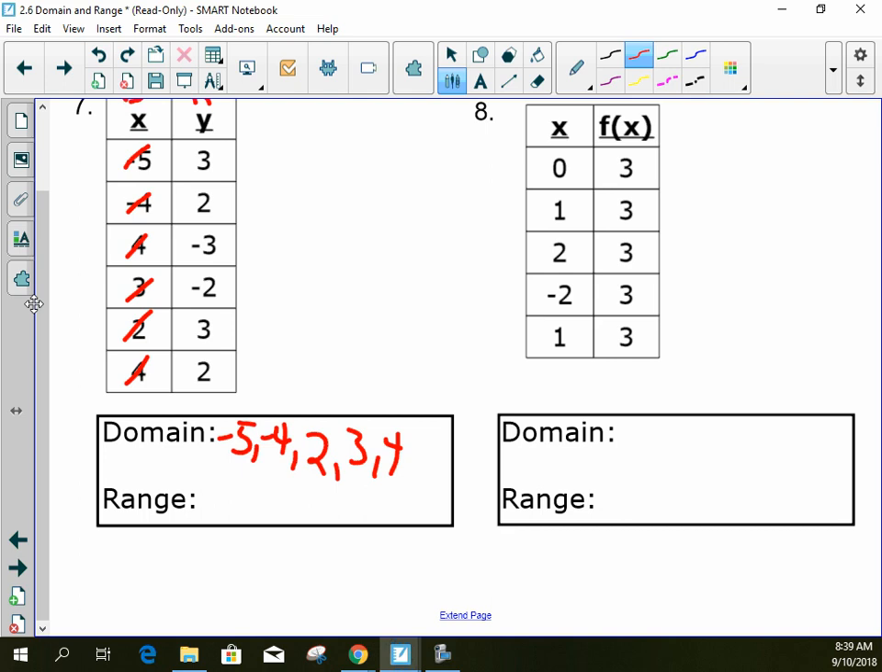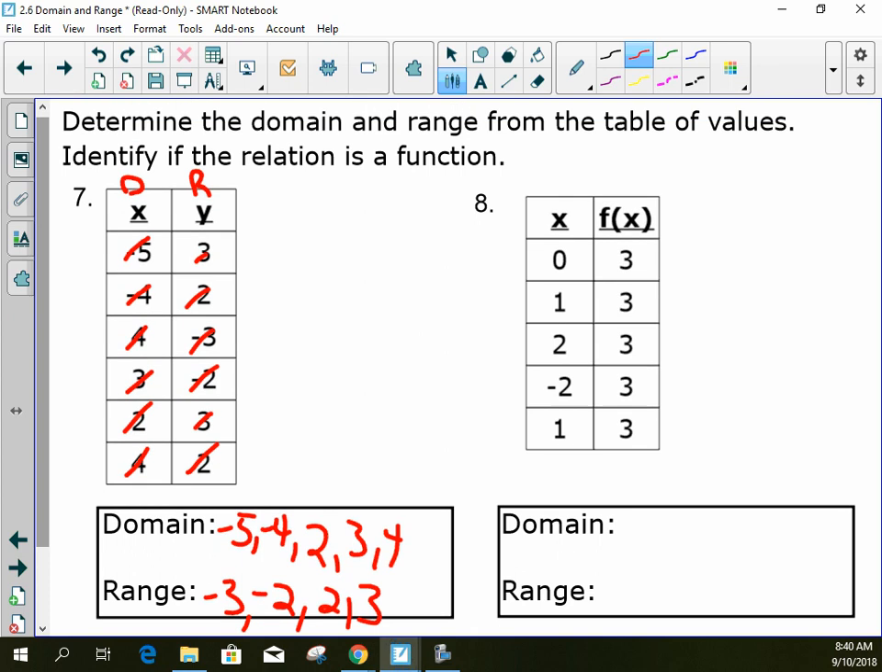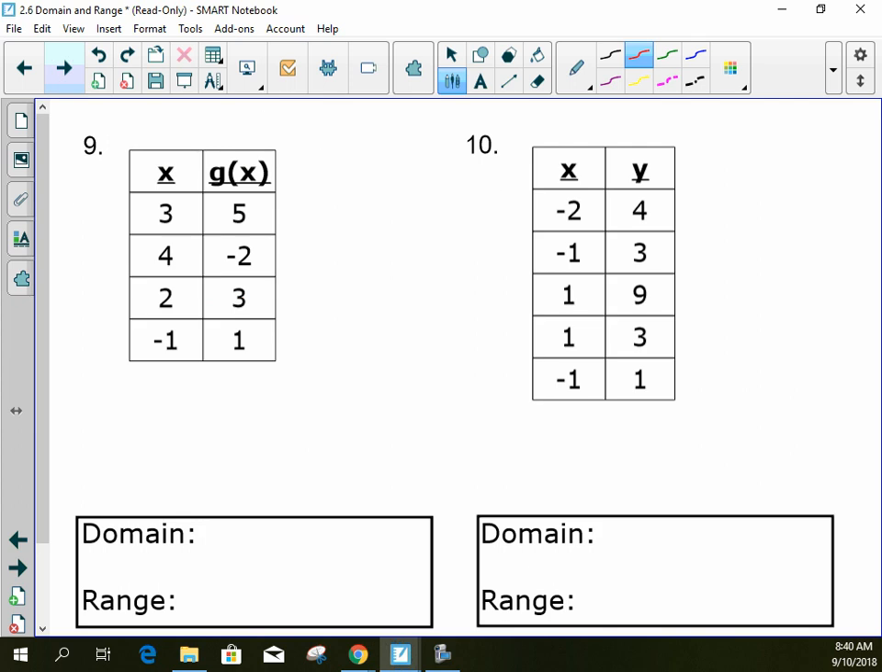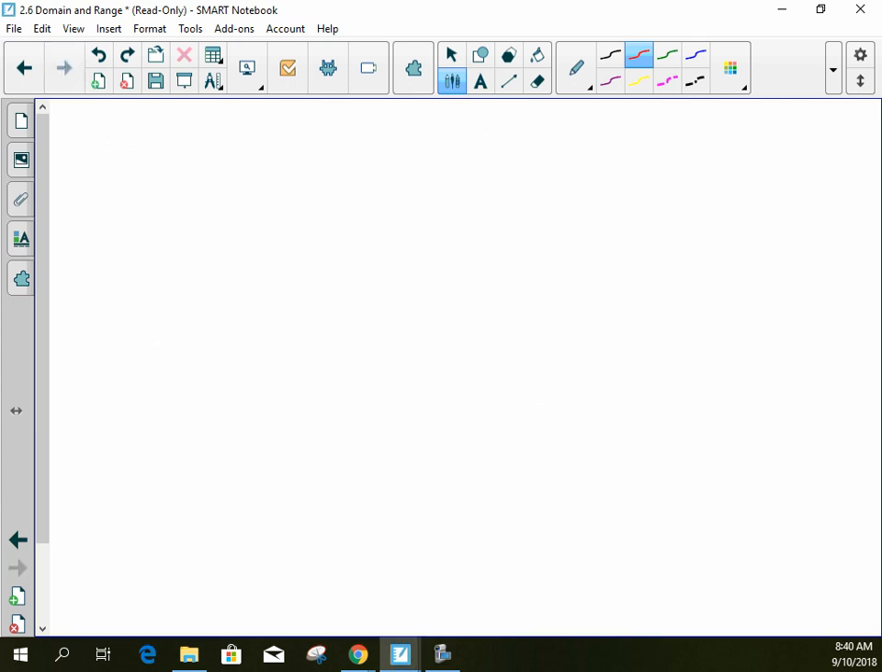My range, smallest to largest. -3, cross it off. -2. And then I have 2, 3. Don't write them twice, only write them once. What does f of x stand for? F of x is the same as, because I asked you. Yes, y. Same. Well, that was easy. All right.